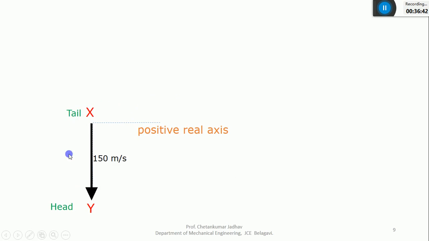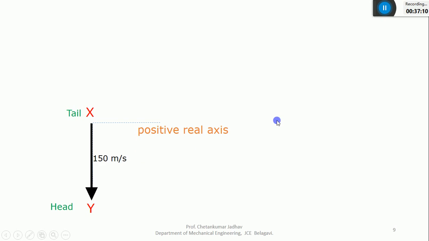So again, there's a vector xy. The angle is not given, and this is the positive real axis. The magnitude of this vector is given as 150 meter per second. The angle in the sense it is 90 degree in a downward direction along the negative imaginary axis. Try to write down the displacement of this vector xy as per the rules.